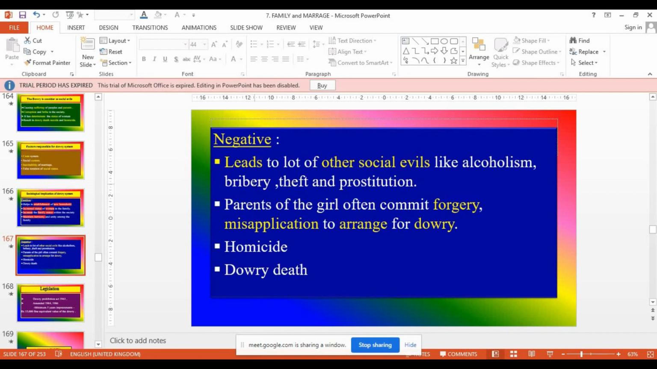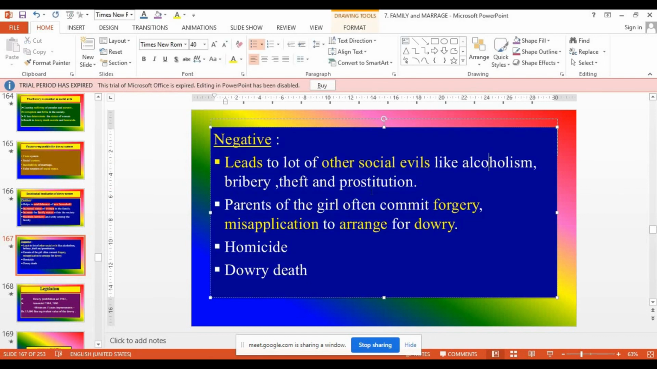The negative aspect is that it leads to lots of other social evils: alcoholism, bribery, prostitution, theft. Next negative aspect, forgery, misapplication of money for arranging dowry. If a girl is born in a family, the parents from that day start to save money to give dowry to their own daughter. So they may misapply or misarrange money, etc.